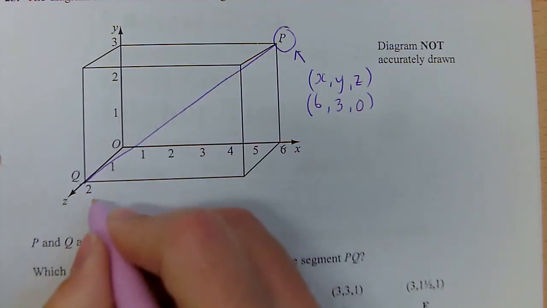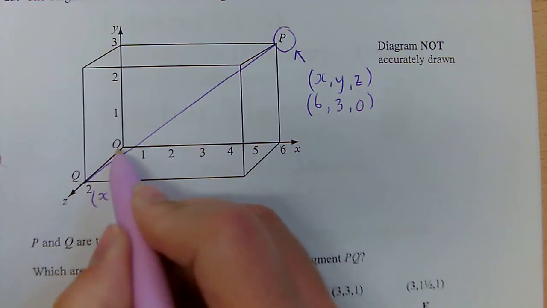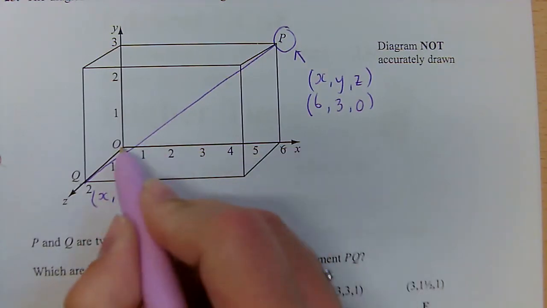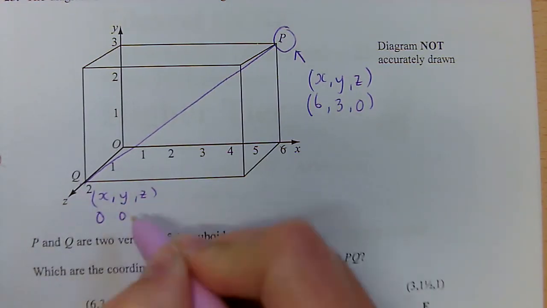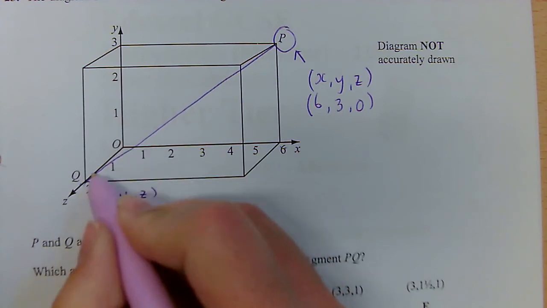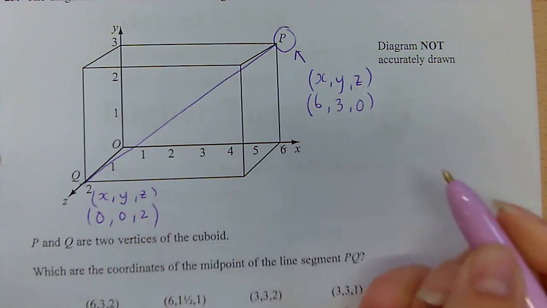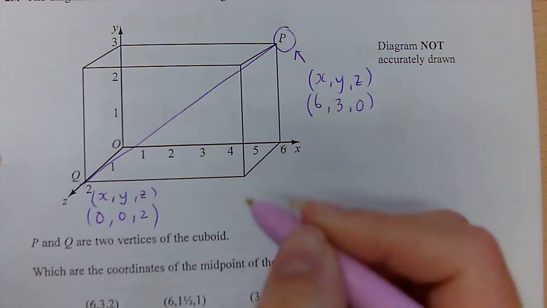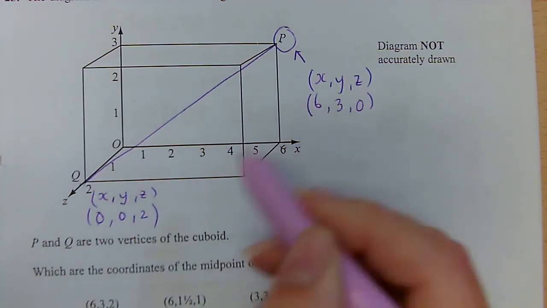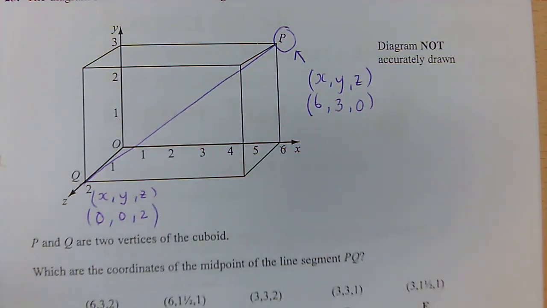The Q, well, let's work out those coordinates first. X, Y, Z. So the X coordinate of Q is going to be 0. The Y coordinate of Q is also 0. And the Z coordinate of Q is going to be 2. Okay, so if we think back to the question we did earlier on of midpoints, what we need to do is work out the halfway point between 0 and 6, the halfway point between 0 and 3, and the halfway point between 2 and 0. If we can work out that, we can work out the midpoint between those 2 points.